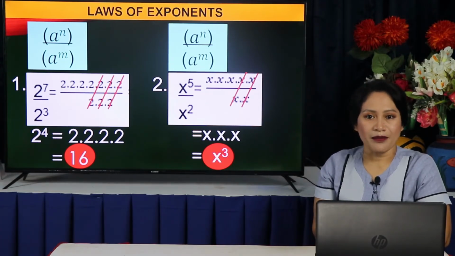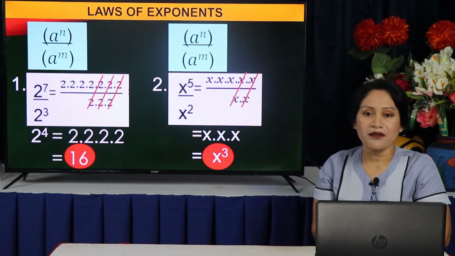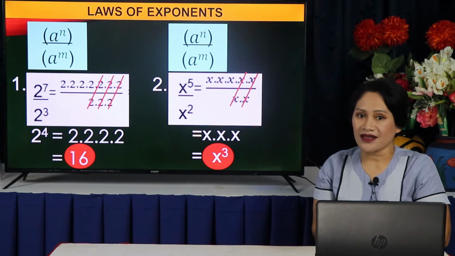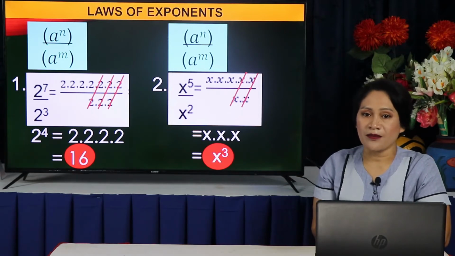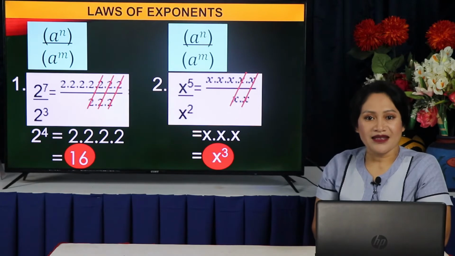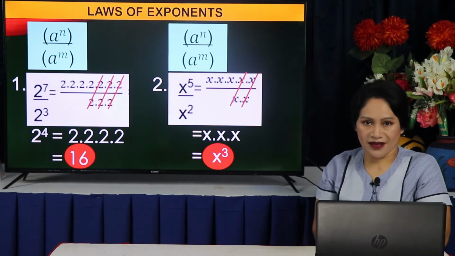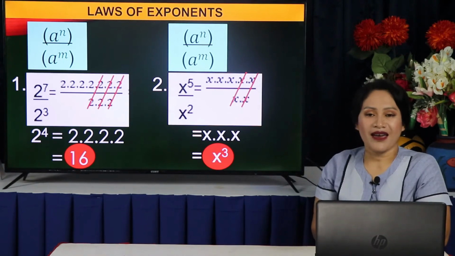Let's have example number 2. X to the power of 5 divided by x to the power of 2. X to the power of 5 was simplified as x times x times x times x times x all over x to the power of 2, which was simplified as x times x, equals x times x times x. And finally, we have x to the power of 3.